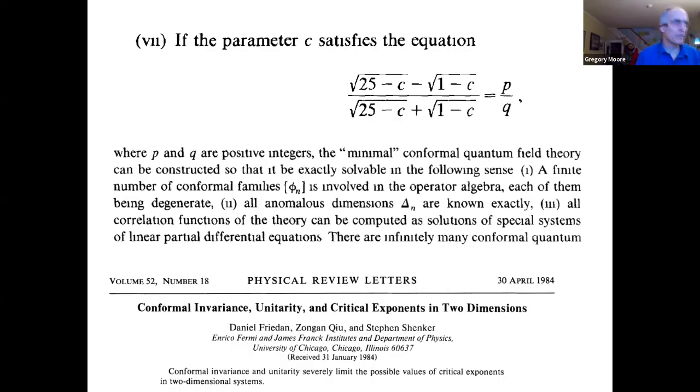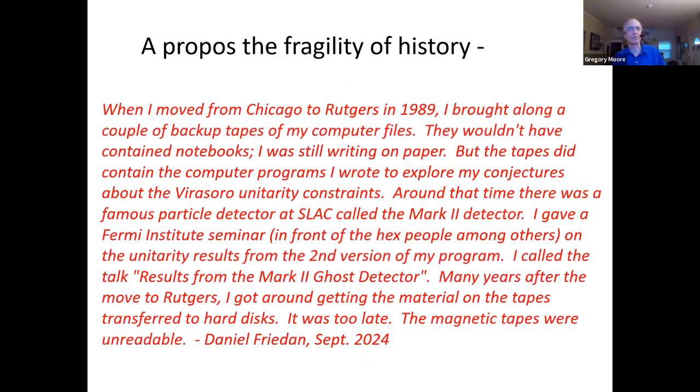And then another important development was that Friedan, Qiu, and Shenker imposed unitarity on these models and found the so-called minimal series. Apropos of the fragility of history, I was asking Friedan about his memory of some aspects of this history, and he wrote a couple of emails, and you can read this one later, but it's very interesting about how some interesting aspect of his project with Qiu and Shenker is lost to history because magnetic tapes are now unreadable.